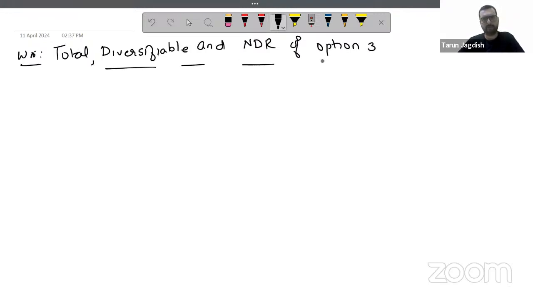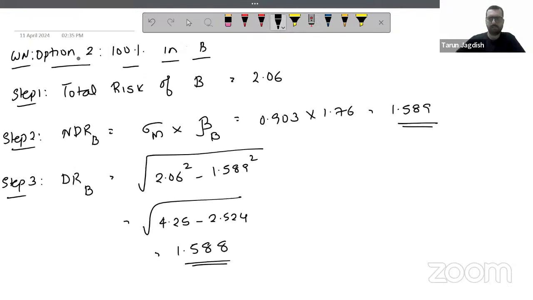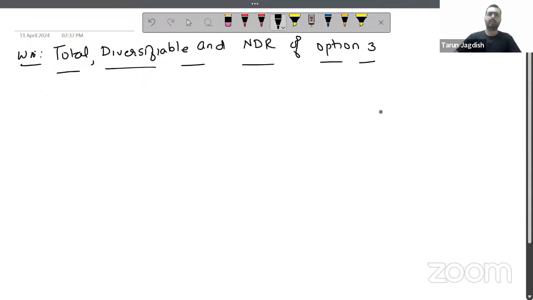Excuse me, sir. Yes, tell me. I think the last working, the diversifiable risk of B, that value, I think it is 1.31, sir. Have I made a mistake over here? Last step: 4.5 minus 2.524 is 1.726, and its square root is 1.31. Thank you for correcting me. I don't know how I got that number. 1.31. Thank you so much. So I think you're done with this. So total risk, diversifiable risk, and non-diversifiable risk for option number 3.